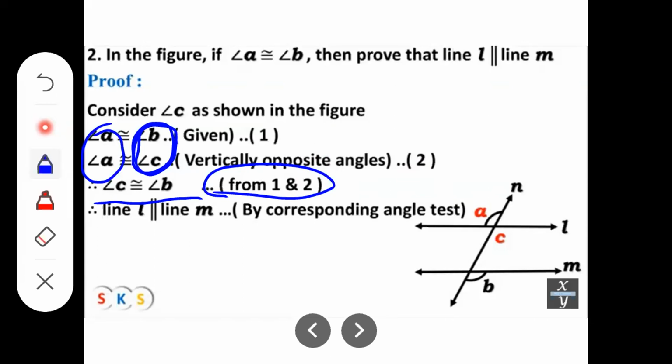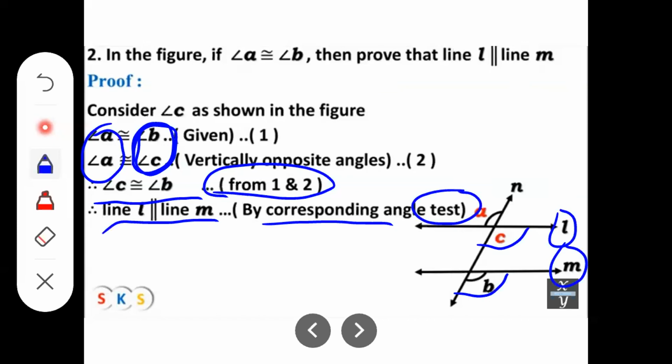So angle C is congruent to angle B. If those are congruent angles, look at the figure. This is the pair of corresponding angles. So by the corresponding angle test, the given two lines are parallel to each other. So line L is parallel to line M because the formed angles are equal. Those are corresponding angles. Hope you understood that one.